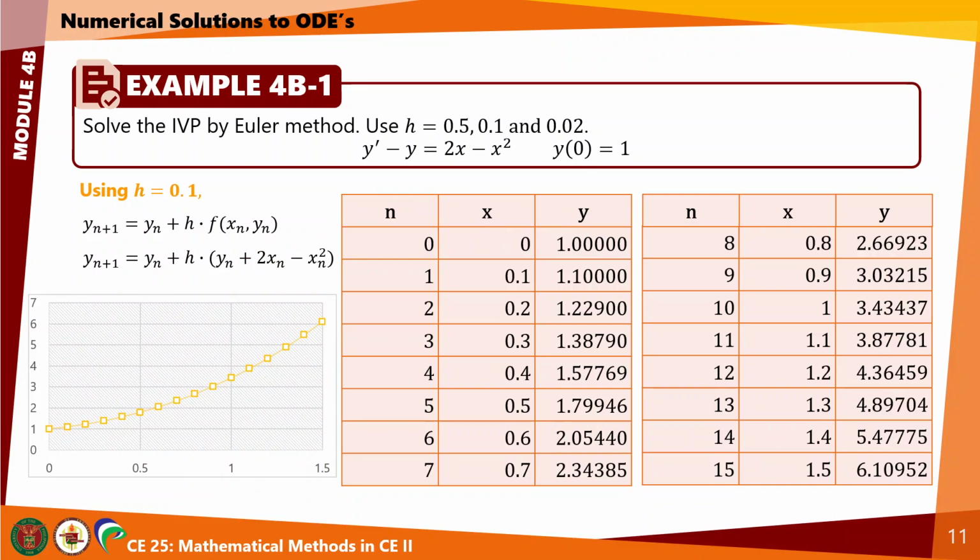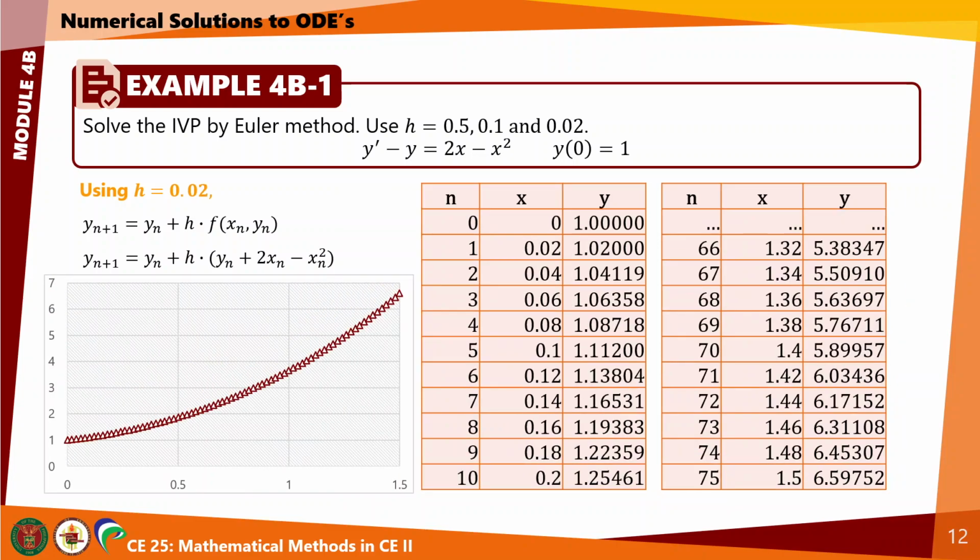Okay, and we repeat the process for h equals 0.02. Again, ang difference lang is yung values ni h and syempre yung points na sinasubstitute natin dito. Okay, you get these. Again, yung x values natin, just keep on adding yung step size natin. Okay, until we get from 0 to 1.5. So 75 or 76 points in lahat. And if you graph yung points na yan, yung 76, you get this.